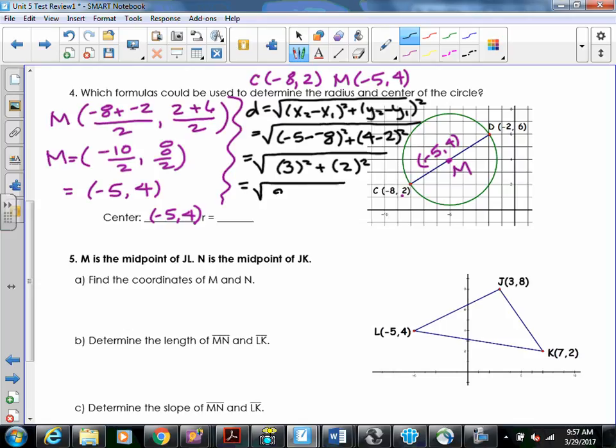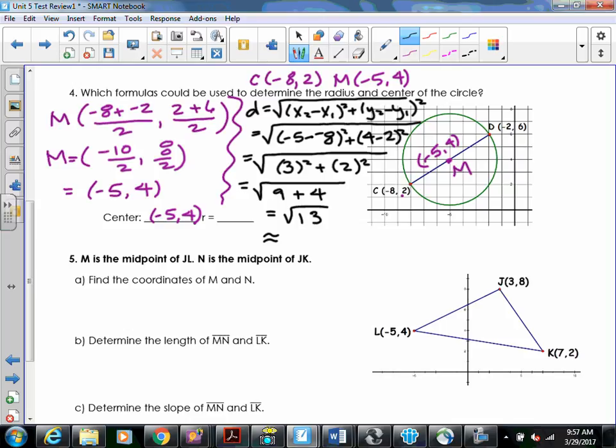3 squared is 9, 2 squared is 4. Add them. You have the square root of 13, and this can be left as the square root of 13, or get the decimal for it. What is the decimal value for the square root of 13?